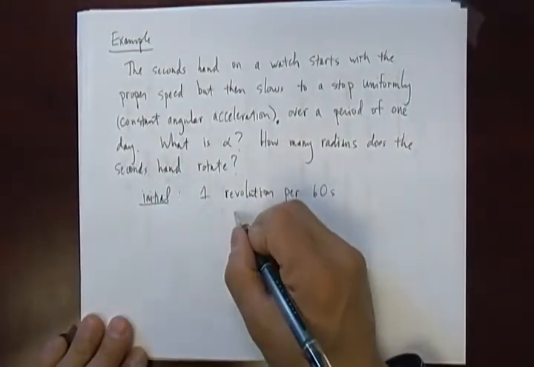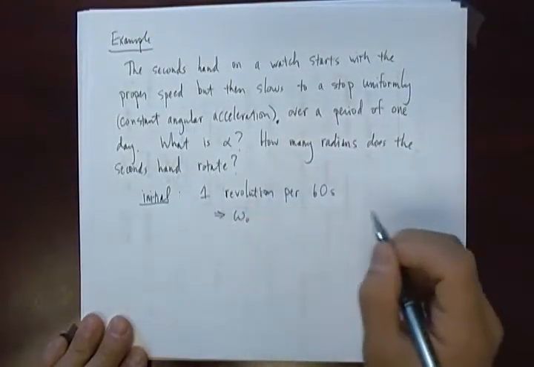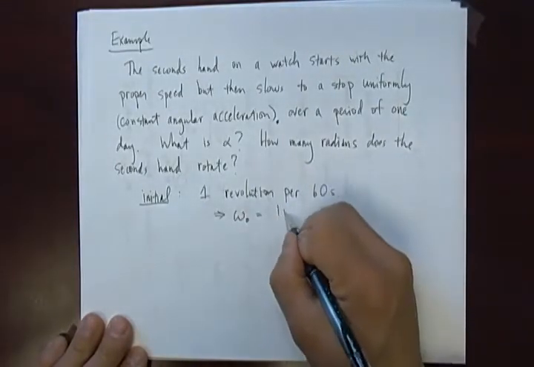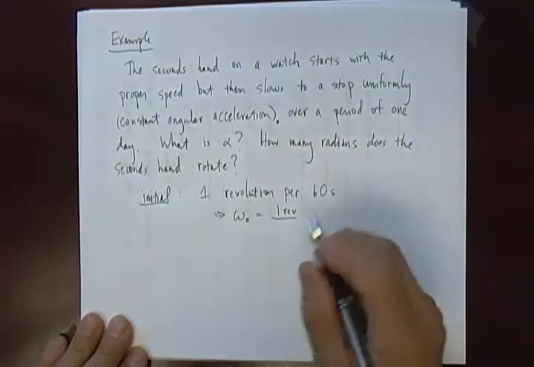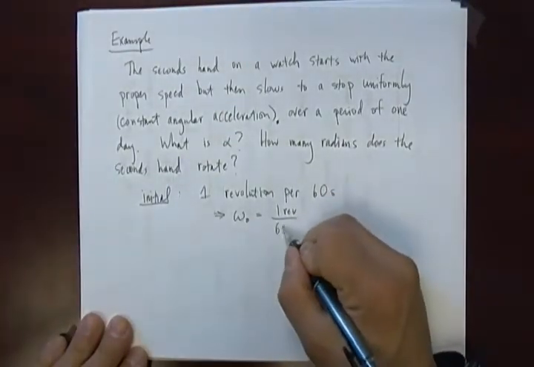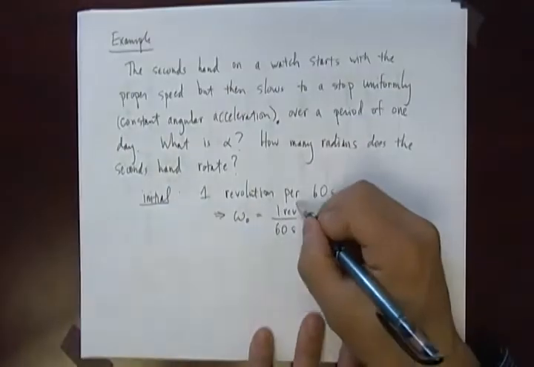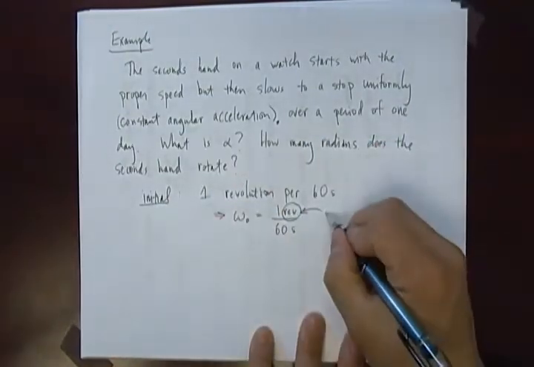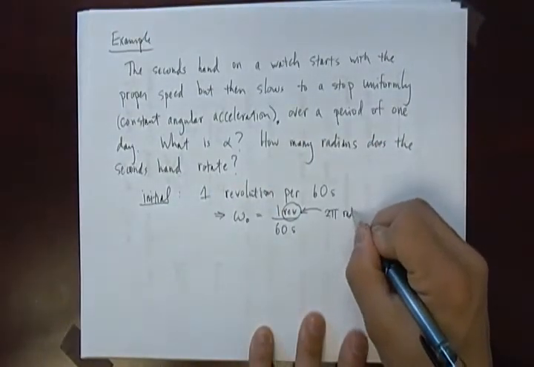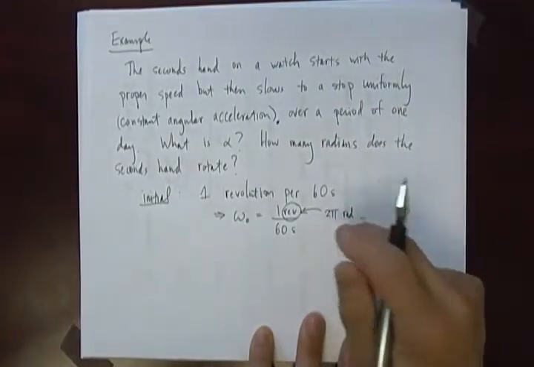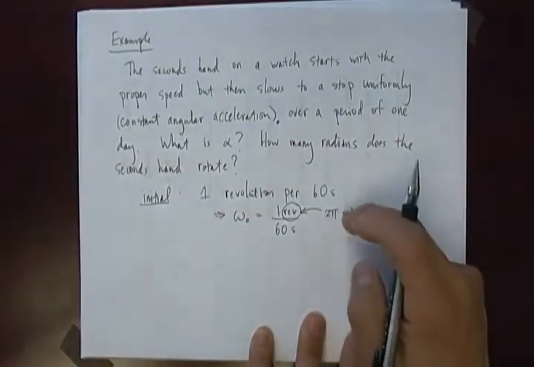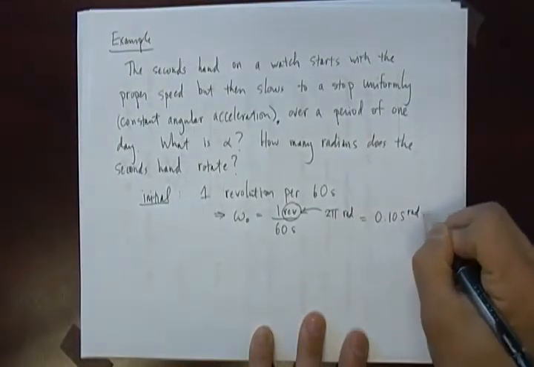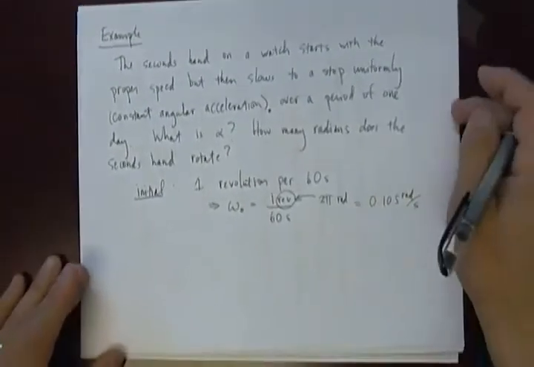So from this we can calculate the initial angular velocity. So omega naught is the initial angular velocity. That's one revolution of the second hand, during a time of 60 seconds. And one revolution is the same as one circle, that's 2 pi radians. So plugging in, 2 pi, 6.28, divided by 60 gives us 0.105 radians per second.